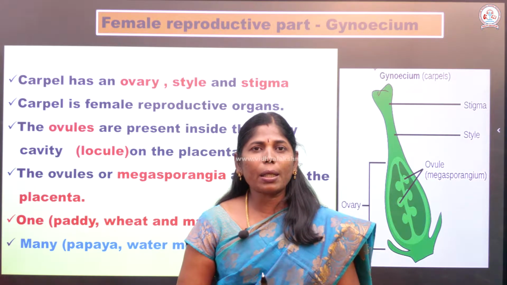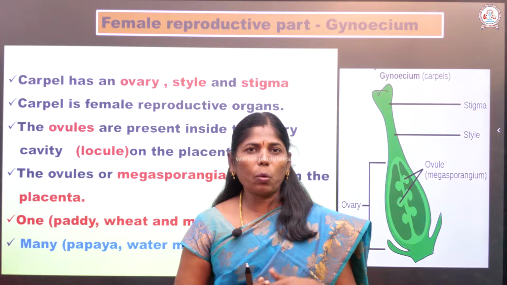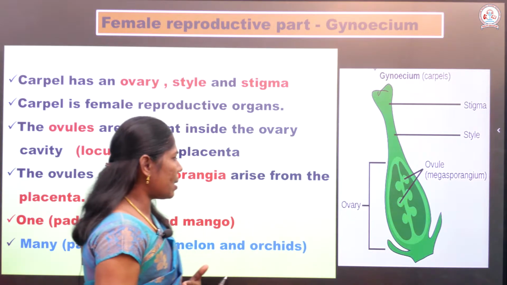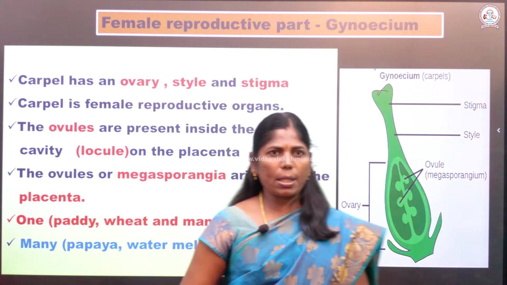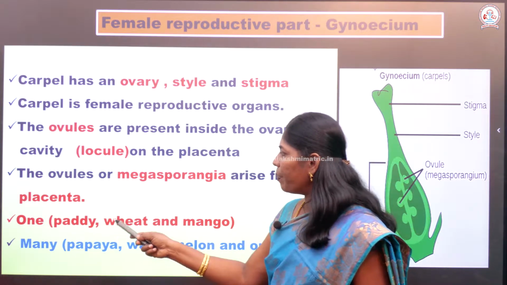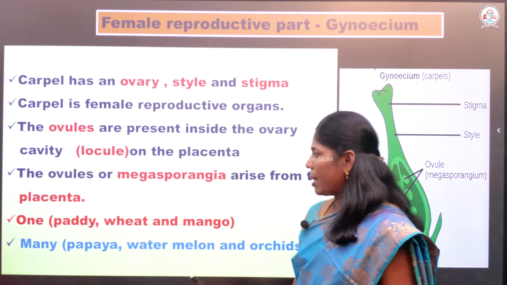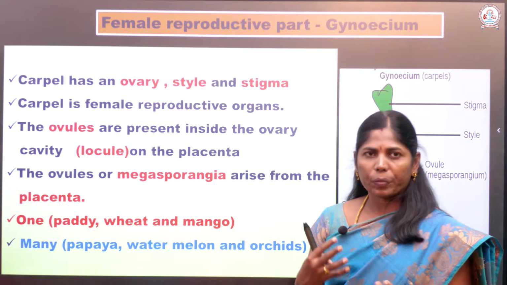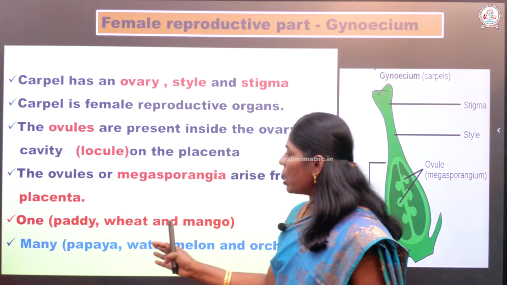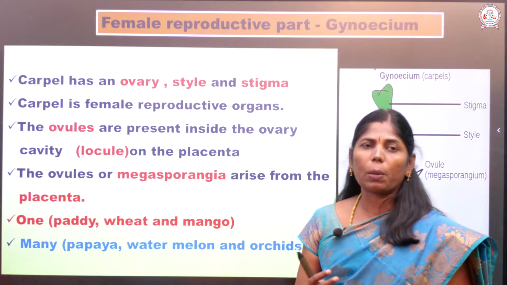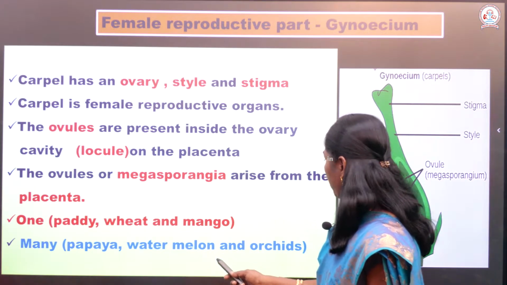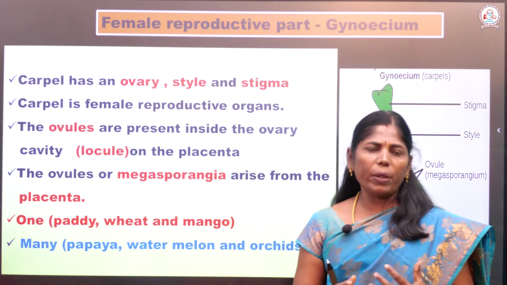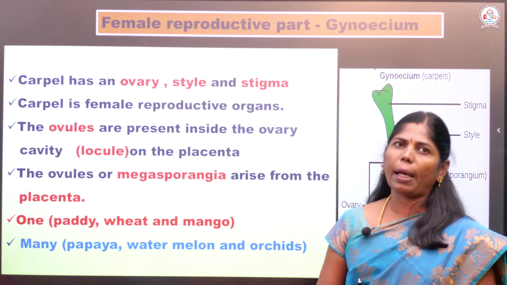Based on the number of carpels, the ovary is divided into monocarpellary, multicarpellary, tricarpellary or tetracarpellary. If it has only one ovule, one seed, that is a monocarpellary condition, as in paddy, wheat and mango. If more seeds and more ovules are there, that is a multicarpellary condition. We can see the multicarpellary condition in papaya, watermelon and orchids.